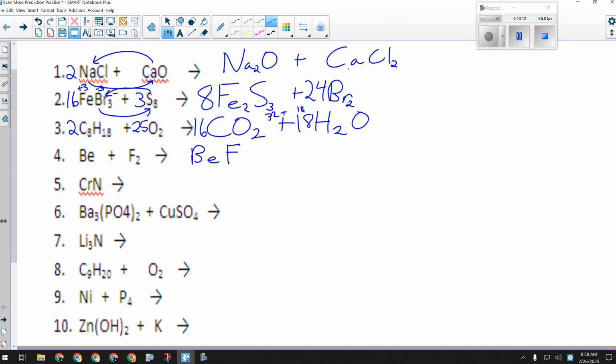So we got BeF, and that's going to be beryllium fluoride. Since it's ionic, I have to drop and swap. Fluorine's always a -1. Beryllium's always a +2.